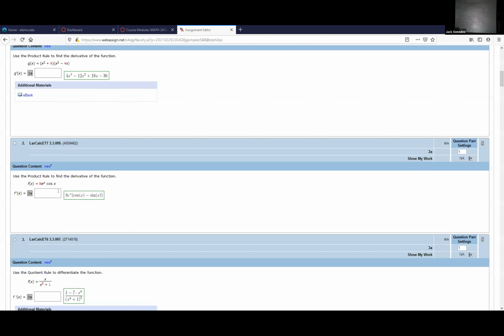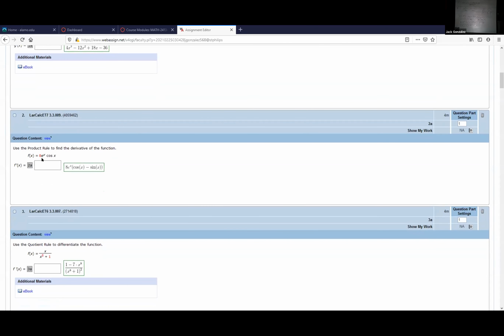All right, so now this guy, it's going to be another product rule because we have the function 8e^x times cosine x. So there's my f and g.